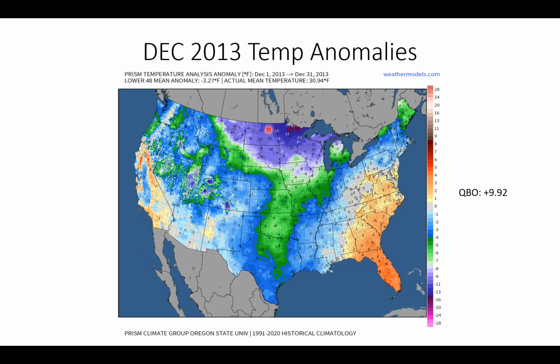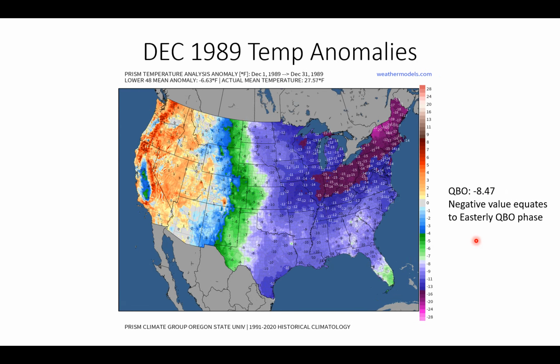And look at how much below normal the temperatures were in the upper Midwest and the northern Plains states. The icebox of America, International Falls, was 15 degrees Fahrenheit below normal for December of 2013. So, yeah, I mean, we saw below normal temperatures in the green shading right down to Kansas, Oklahoma, and North Texas. And the QBO this particular month in December 2013 was fairly significantly positive at plus 9.92. How does that match up?